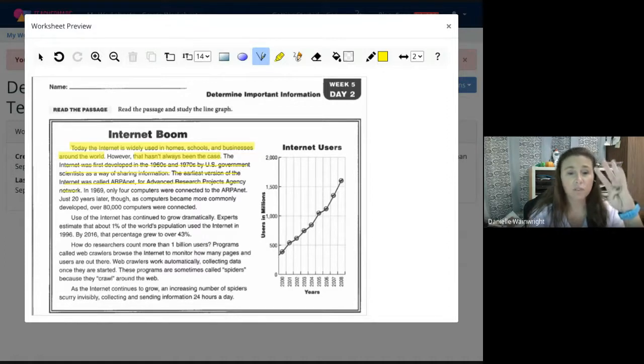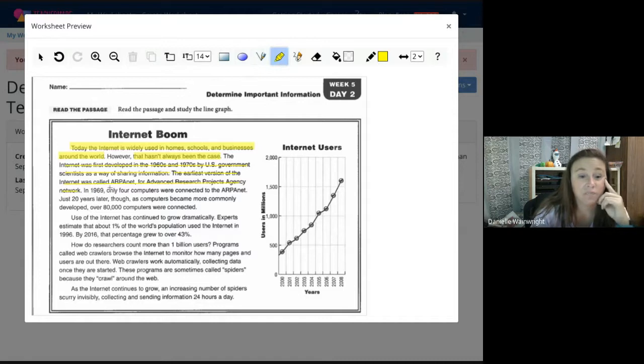So, in 1969, only 4 computers were connected to the ARPANET. And just 20 years later, though, as computers became more commonly developed, over 80,000 computers were connected. Well, this article is about the growth of the internet, so I would argue this is pretty important. So in 1969, only 4 computers were connected, but 20 years later, over 80,000 computers were connected. Now, as computers became more commonly developed, well, that's what this whole thing is about. So we don't really need that information. It's already kind of stated. Okie dokie. Let's go into paragraph 2.